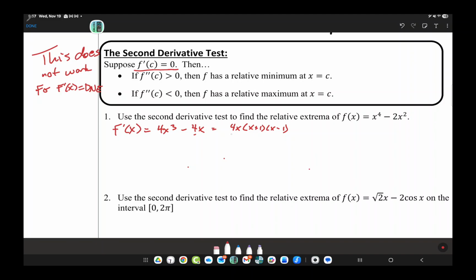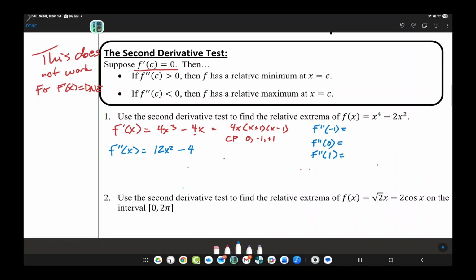So what are my critical points? 0, -1, +1, right? Any questions about that? All right. So what we're going to do now is find the second derivative. What's the second derivative? With this, we are going to find what is f double prime of -1, f double prime of 0, and f double prime of +1.